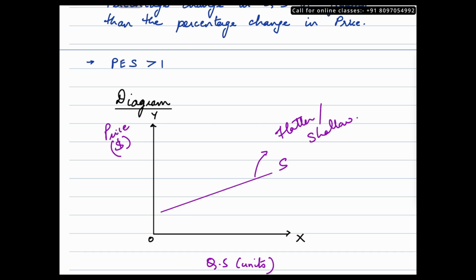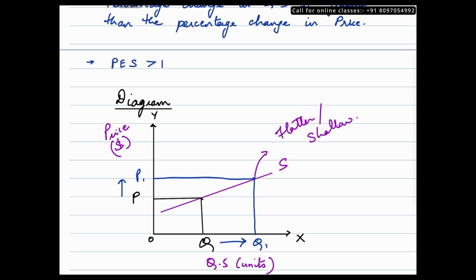Alright, let's take a visual representation for the same. So this is the initial price and quantity situations. Let me name it as P and Q, and this here is the new price and quantity situations. Okay, this is P1, this is Q1. So we see there's a small increase in price, but there's a greater increase in the quantity supplied. This is how you would identify a highly elastic supply curve.